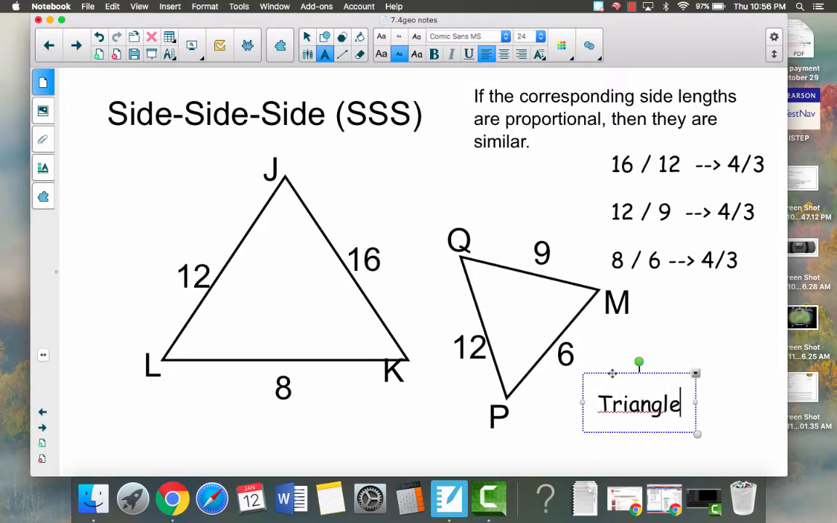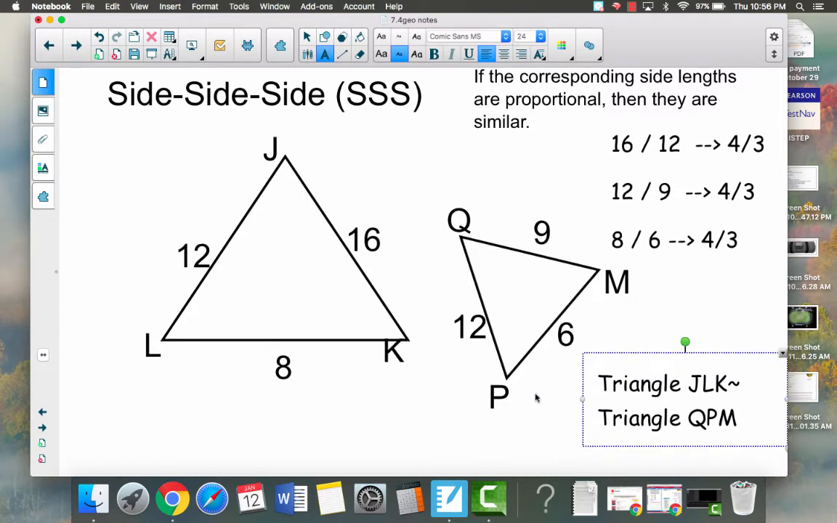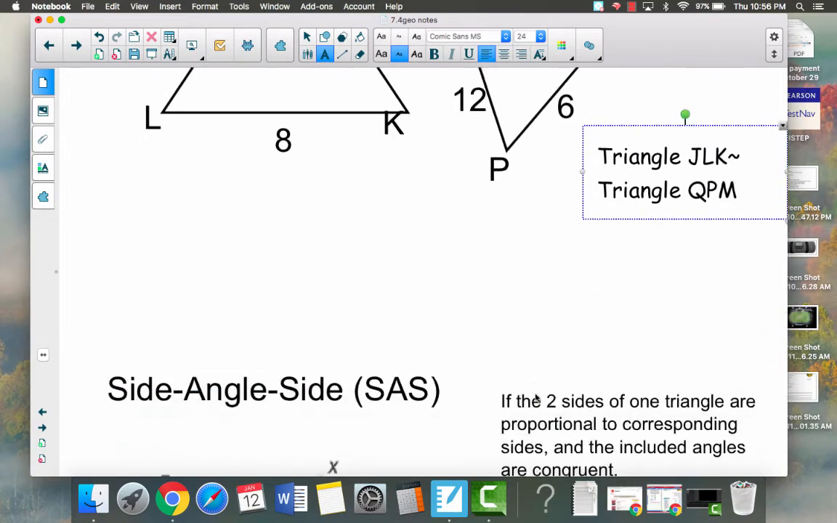So we would say that triangle JLK is similar to triangle QPM, and we have to make sure we go in the same order. So there would be your similarity statement. Okay, so you have to write a ratio of each side and compare them after you've reduced to see if they're the same, or they're similar, sorry.